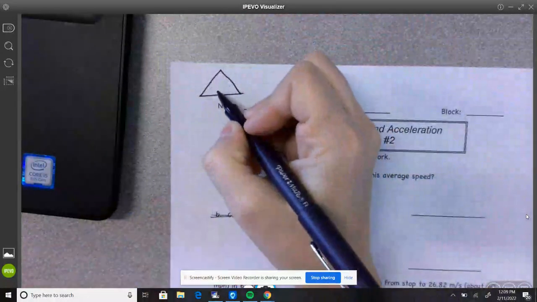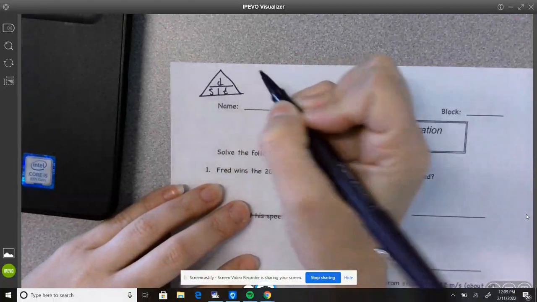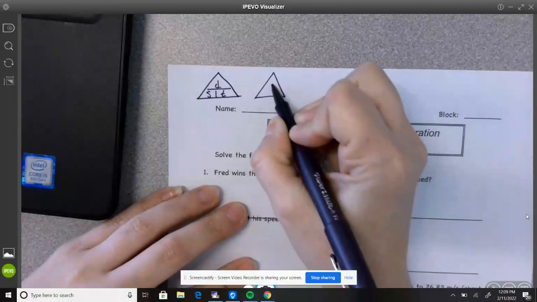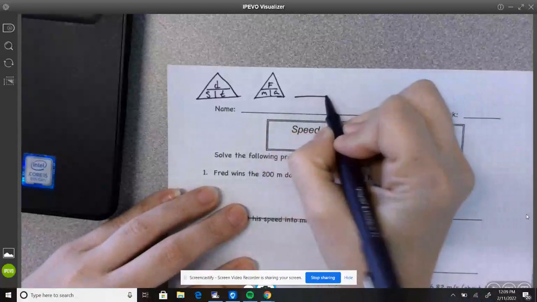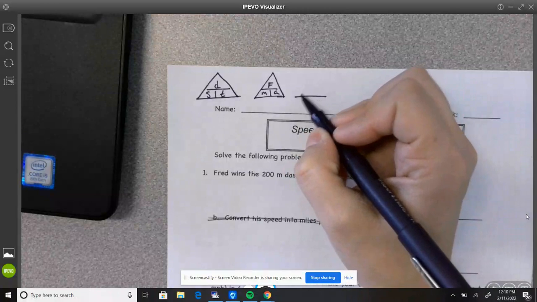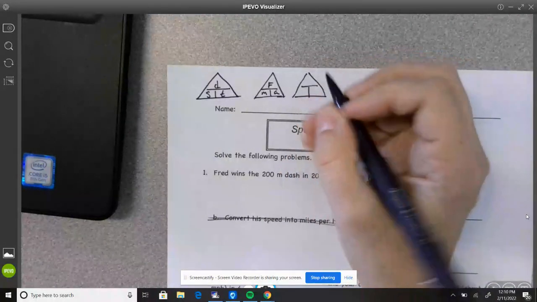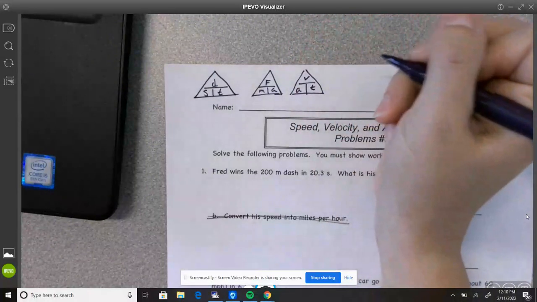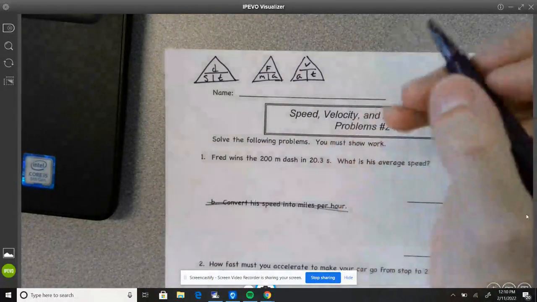The first was our speed. That speed was equal to distance divided by time. The second one was our force is equal to mass times acceleration. And then our last one was that acceleration is equal to our velocity divided by time. And that's what our triangles are here for.